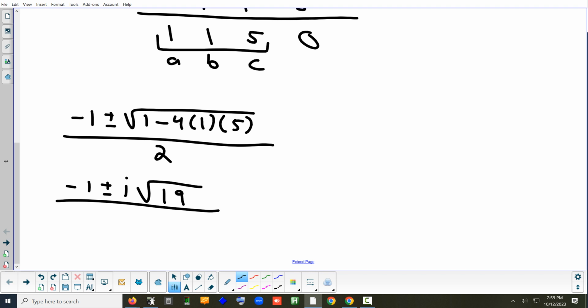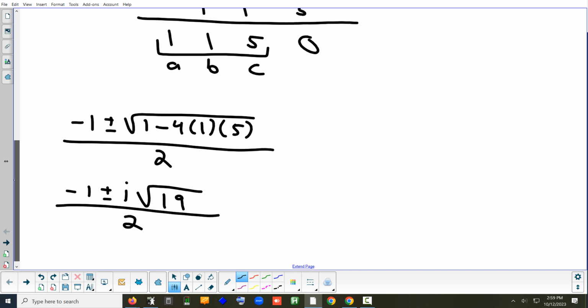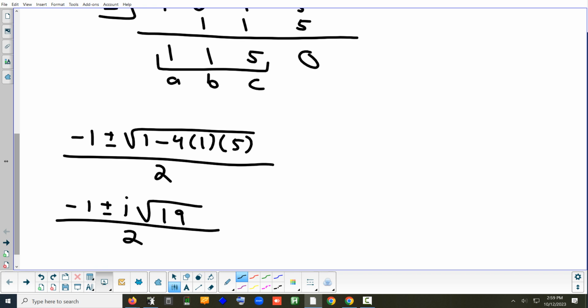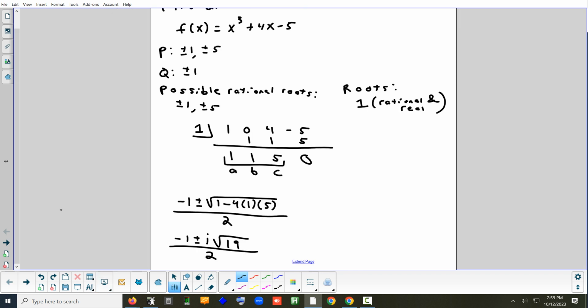Yep. Over 2. Now the only thing, whether they asked to do this part or not, would be to write it in standard form. So what would be your real part in standard form? -1/2. So -1/2 plus or minus, and what would be your imaginary part? i square root of 19. Yeah, we usually put the i right there. Okay, so these are our roots.